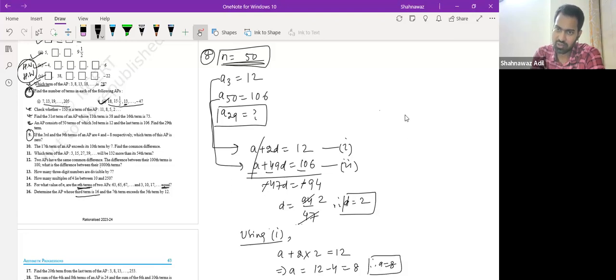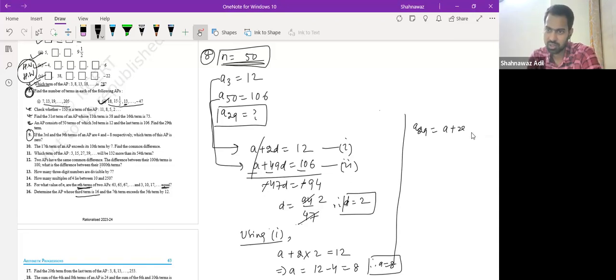And if A is 8, then we can calculate A29. So what would be A29? A plus 28D. So A we know, which is 8, and 28 into 2. So 8 plus 56, that is 64. Yes, so this is the answer, guys.